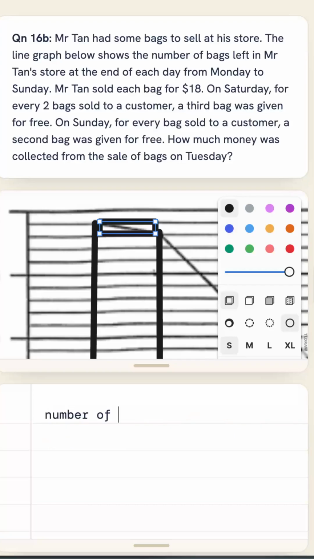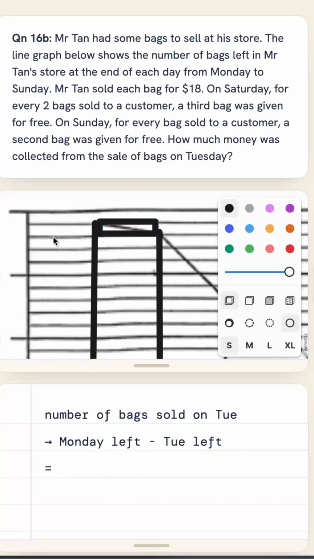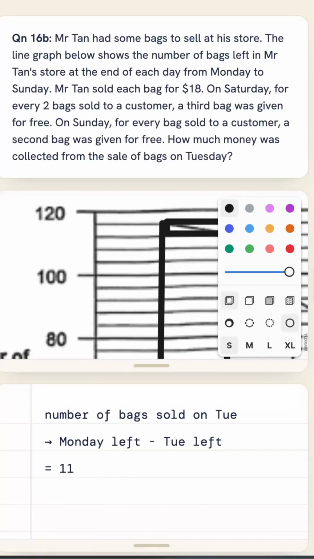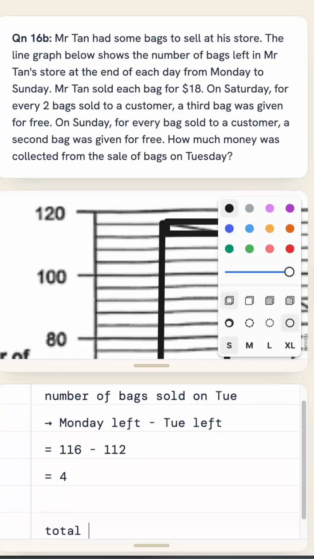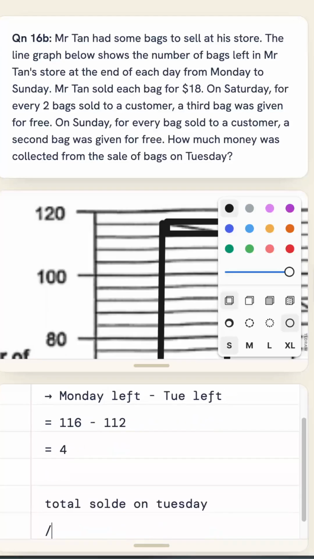So the number of bags sold on Tuesday is equal to Monday left minus Tuesday left. In this case, it's equal to 1 gap. Or if you want to calculate, it will be 116 minus 112. This will be equal to 4. So total sold on Tuesday is equal to 4 times 18, and this will give us $72.